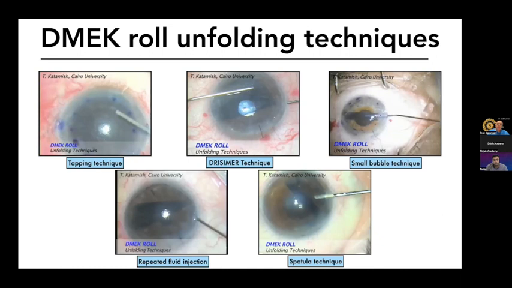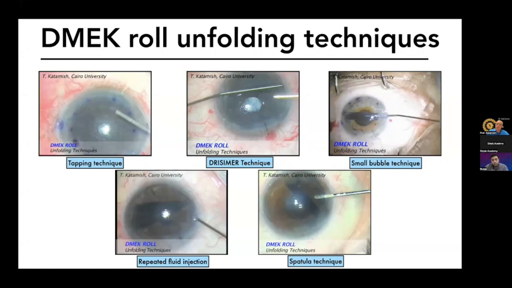Sometimes you may use tapping and fixing, what we call the Dressmer technique, or the pinch and unfold. You pinch the graft here, and then you start unfolding of this fold. You see, you pinch the graft down and start unfolding the graft with the other spatula. We call it the pinch and unroll technique, or the Dressmer technique. Of course, in any technique of DMEK graft unfolding, shallowing of the anterior chamber is very important. You have to work in a very shallow chamber, but not lose the anterior chamber.